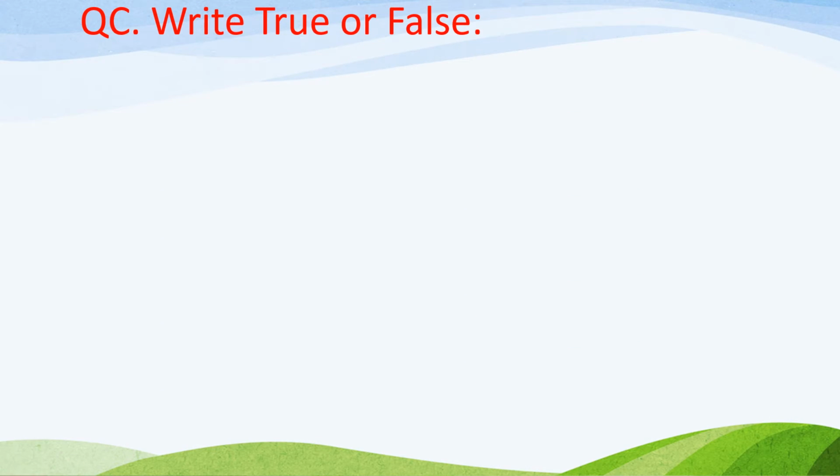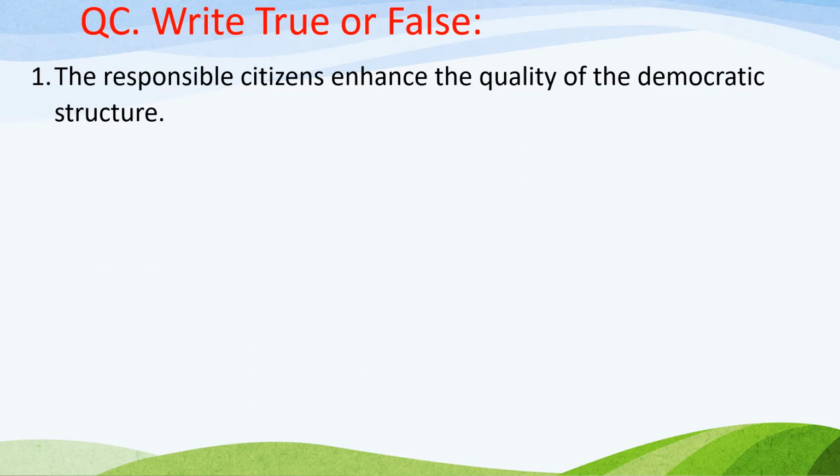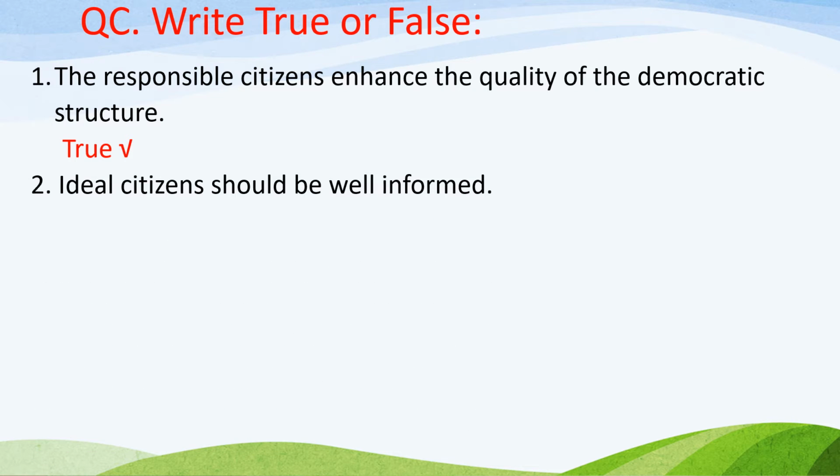Now, students, move to the next question, that is question number C. Write true or false. Number 1 is, the responsible citizens enhance the quality of a democratic structure. So we have to tell, is it true or false? Can you guess the answer? Yes, very good. The answer is true. Number 2 is, ideal citizens should be well informed. Is it true or false? Yes, very good. This sentence is also true.